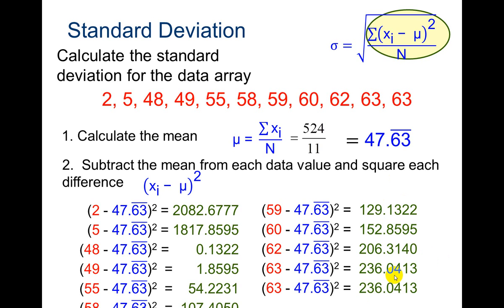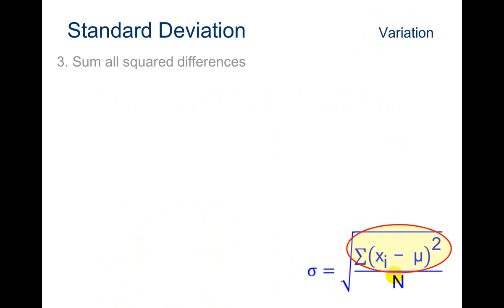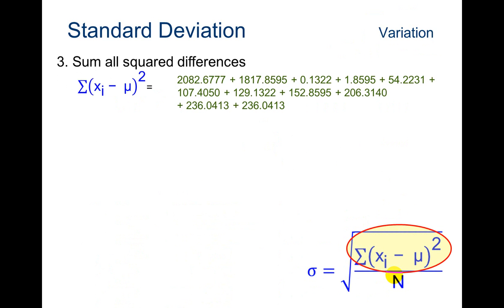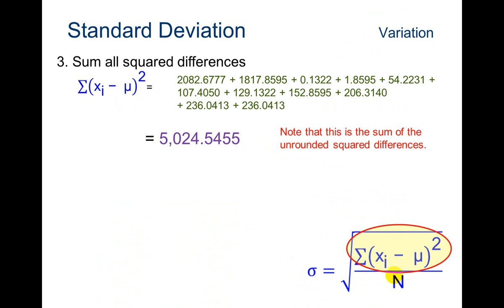Step number 3 is add them all up. So I want to add all of those differences together. So I take all those numbers that I have written down, and I put them in my calculator. This is the number that I get. This is the sum of the unrounded squared differences, which represents the whole numerator, what all of this symbol represents. Here's the number that goes in that part of the formula right here.